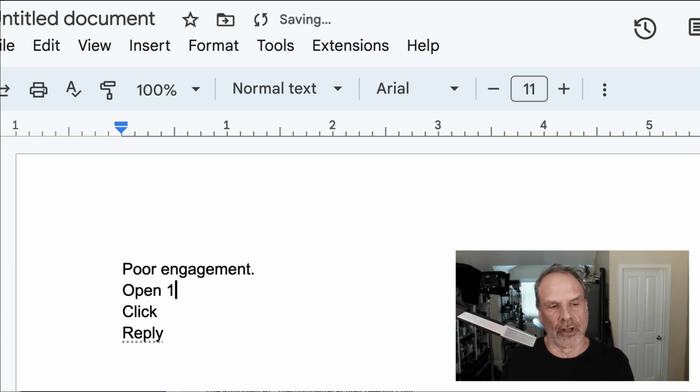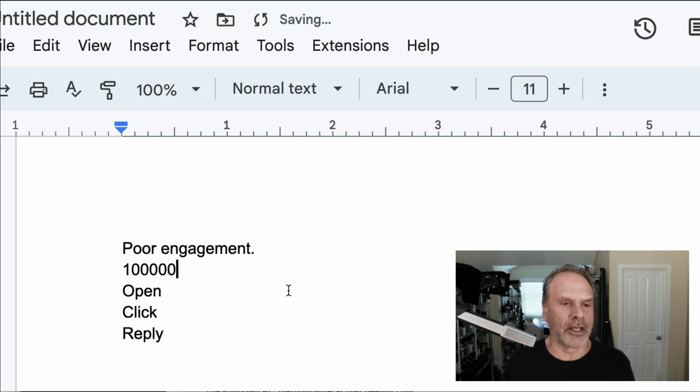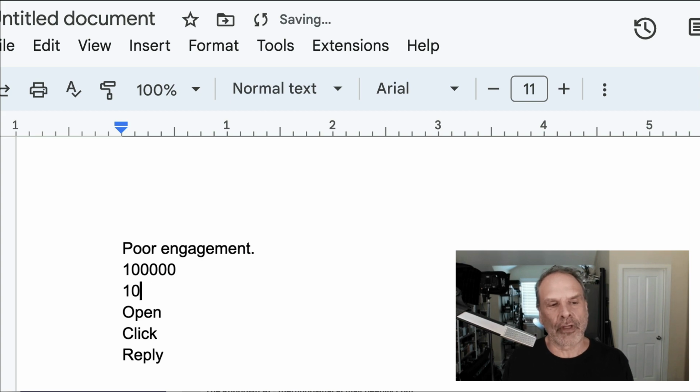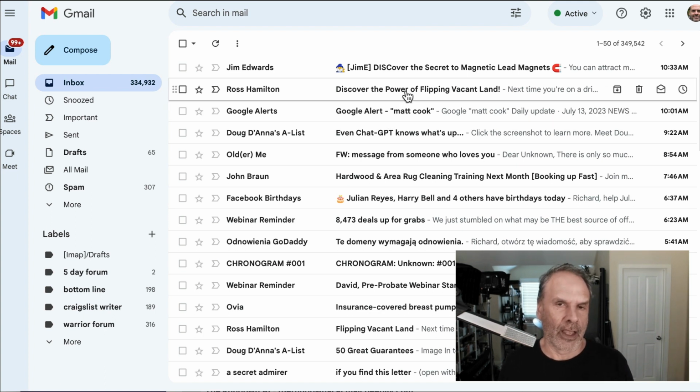So you might be able to email 100,000 people, okay? And you might have 1,000 open. That's a 1% rate. That's very low engagement. That's going to kill you right there. And since they are watching when they email on your behalf, they're watching to see how many people are opening, how many are clicking, how many are replying.